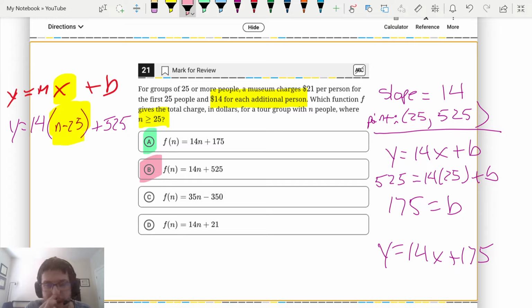Anyway, anytime they give you a slope and a point, you find the equation of the line by writing the partial equation and then plugging in the point. That's what we did here. You could have also just plugged in the slope and the point into the calculator program, and you would get the answer as well. But the important thing was you had to recognize that the point was 25, comma 525. And to figure that out, you had to do 21 times 25 because you're doing $21 per person for 25 people. So you multiply those together. All right, very tricky question.